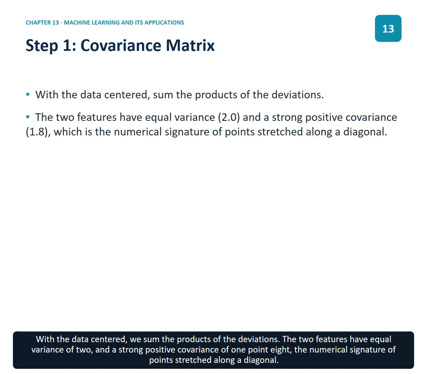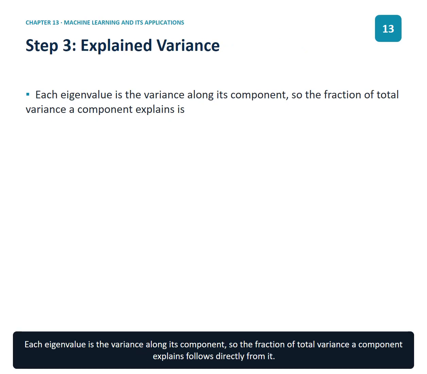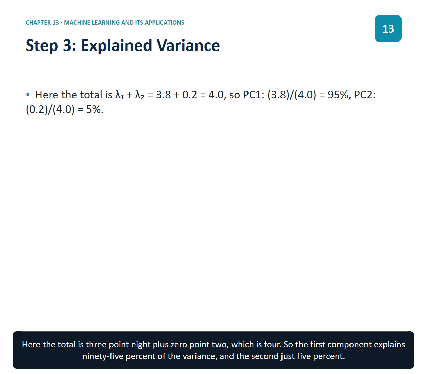stretched along a diagonal. The principal components are the eigenvectors of the covariance matrix, and their eigenvalues tell us how much variance is captured along each one. Each eigenvalue is the variance along its component, so the fraction of total variance a component explains follows directly from it. Formally, the explained variance ratio of a component is its own eigenvalue divided by the sum of all the eigenvalues. Here, the total is 3.8 plus 0.2, which is 4. So the first component explains 95% of the variance and the second just 5%.